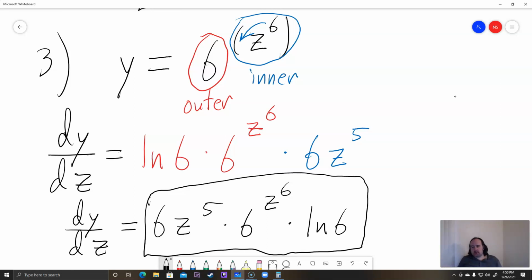And I just realized my 6's look like b's as well, which is, oh well, what are you going to do? Okay, cool. So 6z to the 5th times 6 to the z to the 6th times ln of 6.